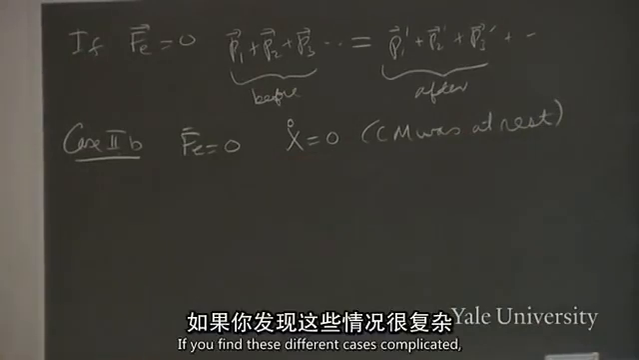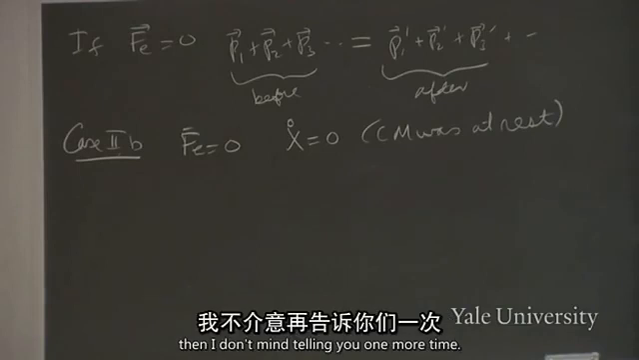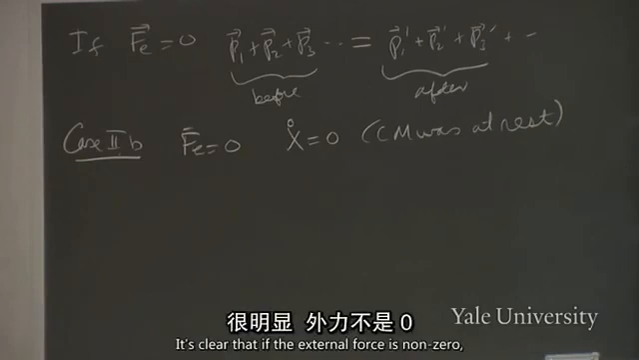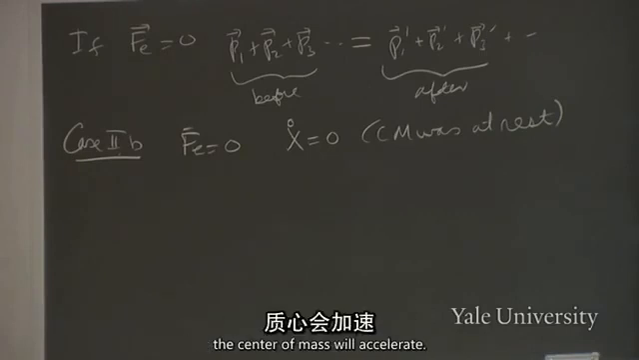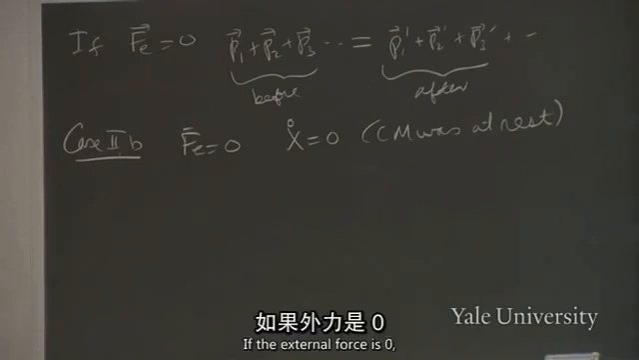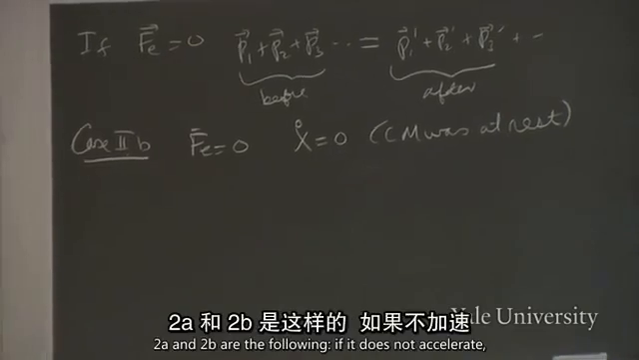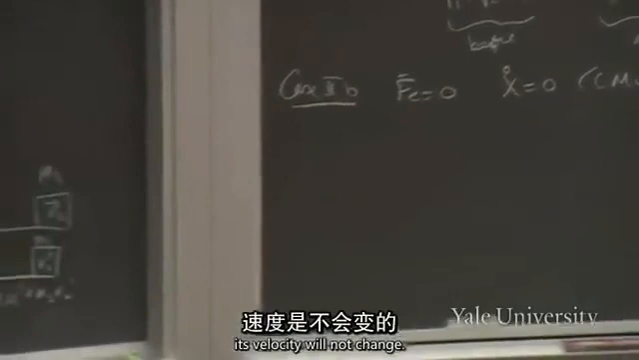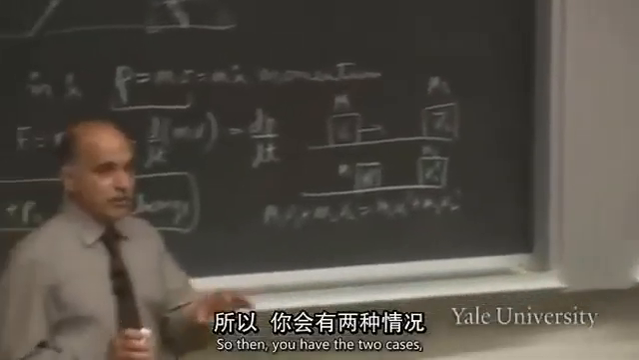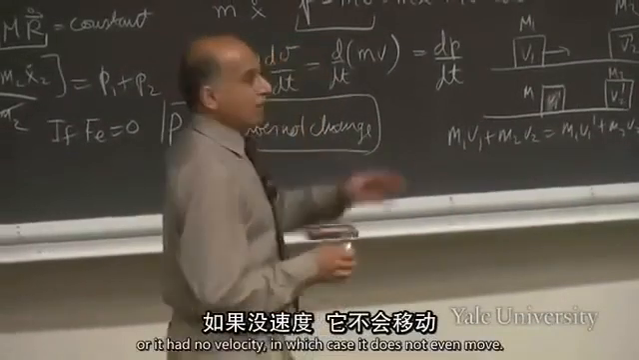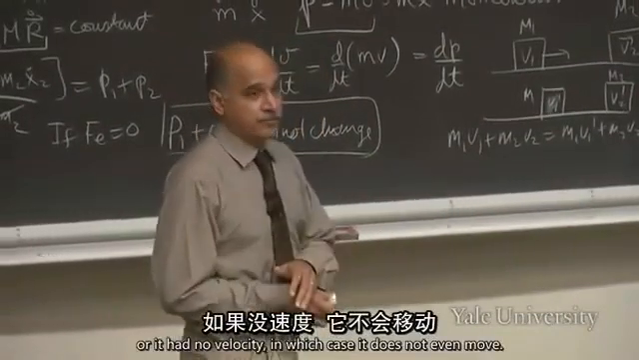Do you find these different cases complicated? Then I don't mind telling you one more time. Center of mass behaves like a single object responding to the external force. It's clear that if the external force is non-zero, center of mass will accelerate. If the external force is 0, center of mass will not accelerate. They are cases 1 and 2. 2a and 2b are the following. If it does not accelerate, its velocity will not change. So then you have the two cases. It had a velocity, which it maintained, or it had no velocity, in which case it does not even move.